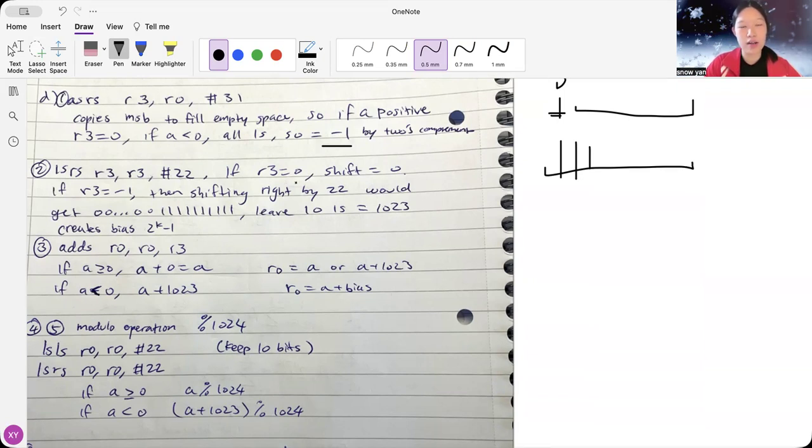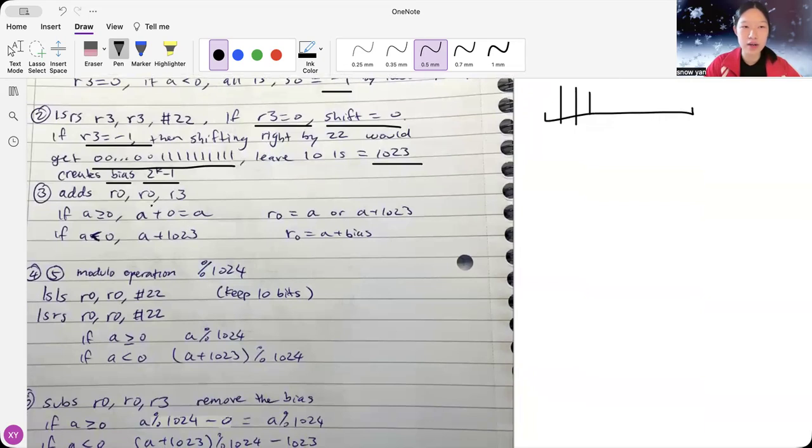So I'm just going to check, right? In the case that it was positive, so R3 is equal to 0, then doing this shift would do nothing. I'm just shifting a bunch of zeros, so it's still 0. If R3 was equal to -1, then shifting it by 22 would get me a sequence of zeros, and then a bunch of 1s at the end. The 10 ones would essentially create the number 1023. This is my bias, which is 2 to the K minus 1. My modulus was 1024, and 1024 minus 1 is 1023.